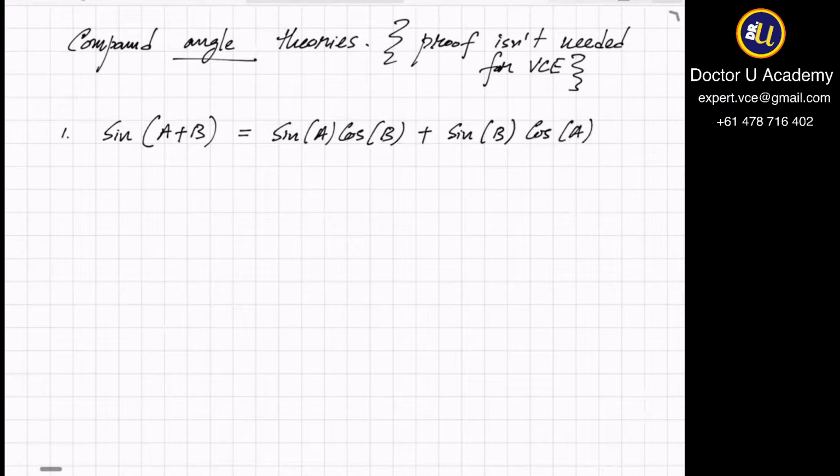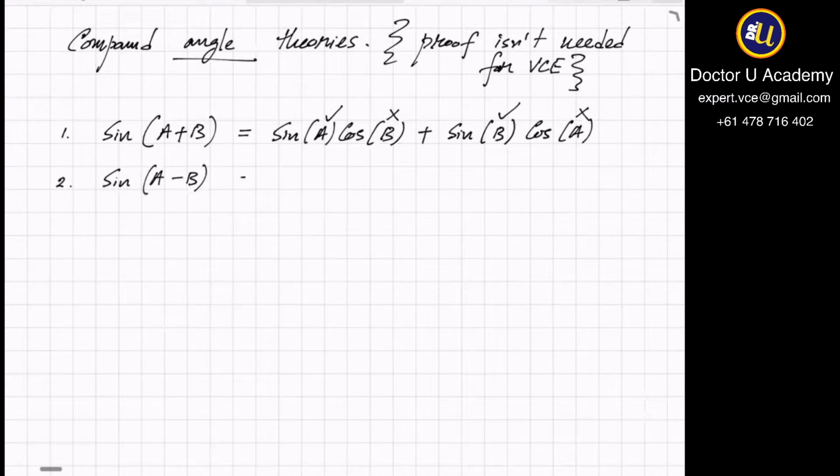So now you can see the angles are alternatively changing. Sine A cos B, when you have sine A, in the next term you will have sine B. When you have cos B here, in the other term you have cos A. Now, second one, sine A minus B.